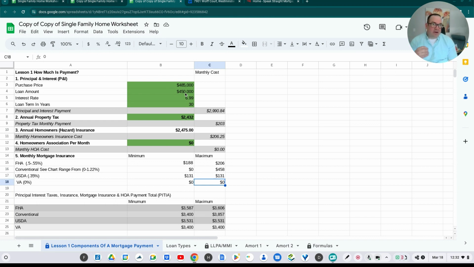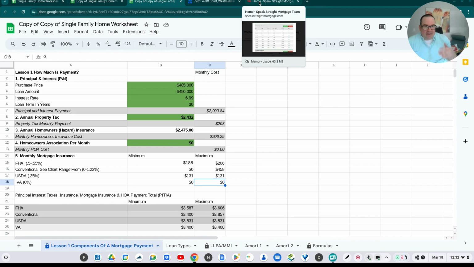In further worksheets, we're going to go more in detail about what you have to put down based on loan type. But at this point, we're just looking for a main idea of how loan amount and interest rate and term affect the payment. So in this case, I put $450,000. Okay, for interest rate, to find a rough idea of what interest rate is, you can Google mortgage rates and look at what they say. On our website, we also give live rates at speakstraightmortgage.com.